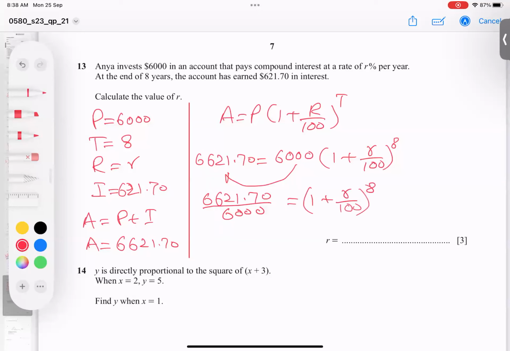Whenever, look at this example here: if I have x to the power p by q equals 2, when this power goes to the other side, the power will flip.